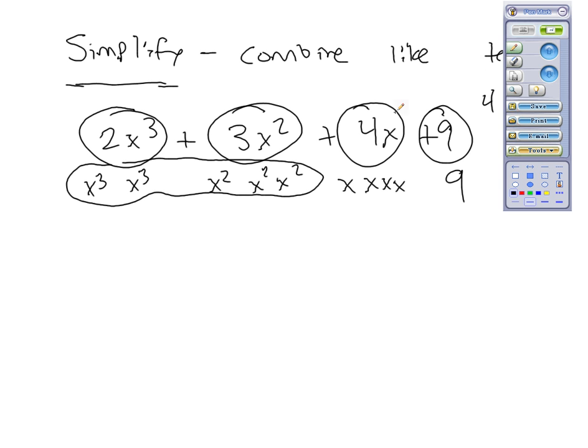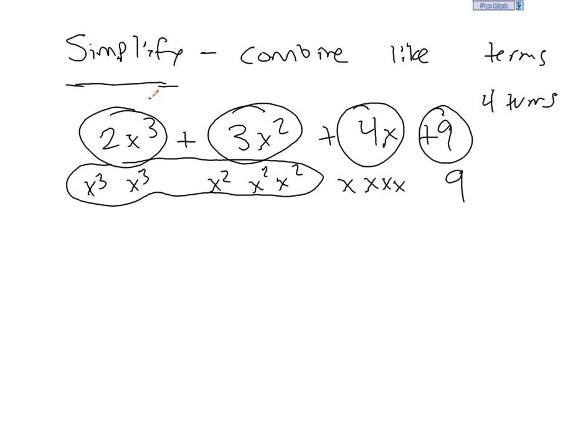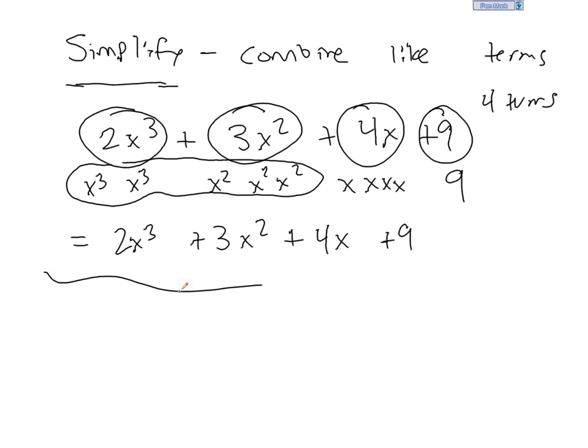So that's the way I like to think about it. No memorization of rules, but the bottom line is that we need to be able to combine like things. So our final answer would be 2x to the third plus 3x squareds plus 4 x's plus 9 ones. So 9 constants. Okay, so what about another one?